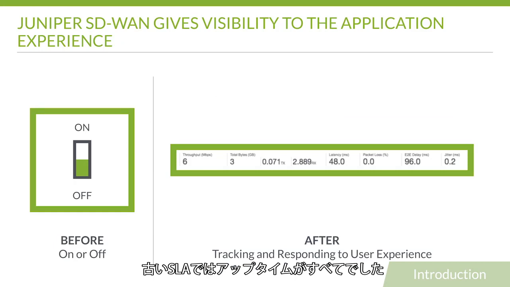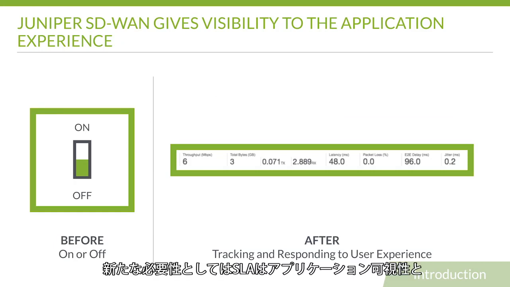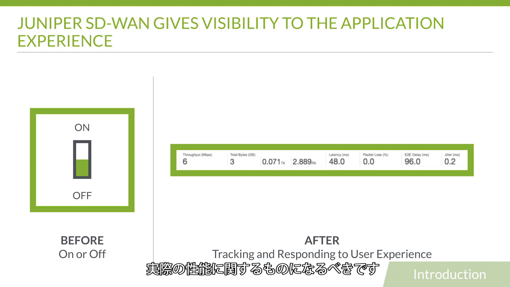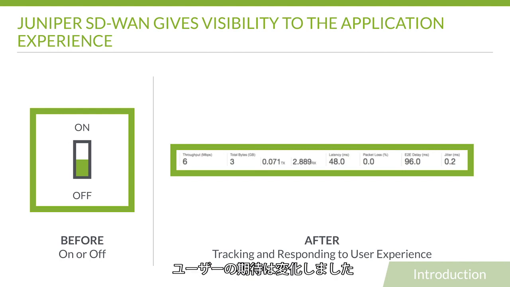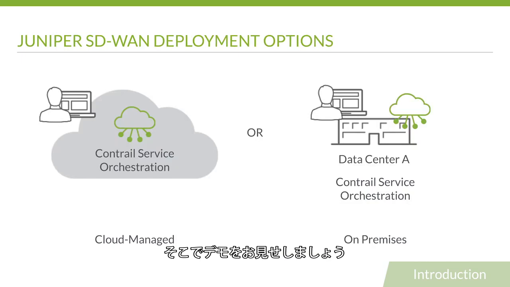So if I think of my old SLA being uptime, and that's probably all I got. In this new world, my SLA needs to evolve to be application visibility, and how is that actually performing? Yeah, because no longer is it okay for the application just to be working. It needs to be working with an acceptable performance that is acceptable to the end user. So the expectations of the users have changed, and therefore the network really needs to adapt to meet these changing expectations.